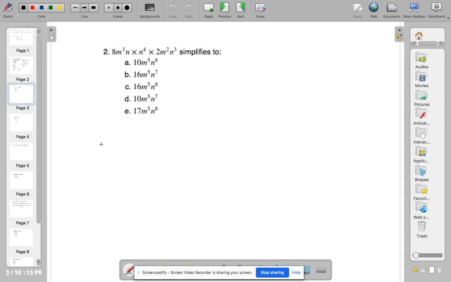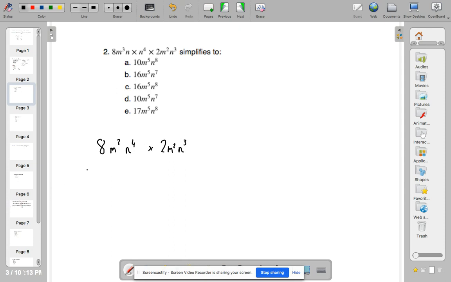Next question, the multiple choice question. So one of these will be the answer to 8m cubed n to the power of 4 times 2m squared n cubed.